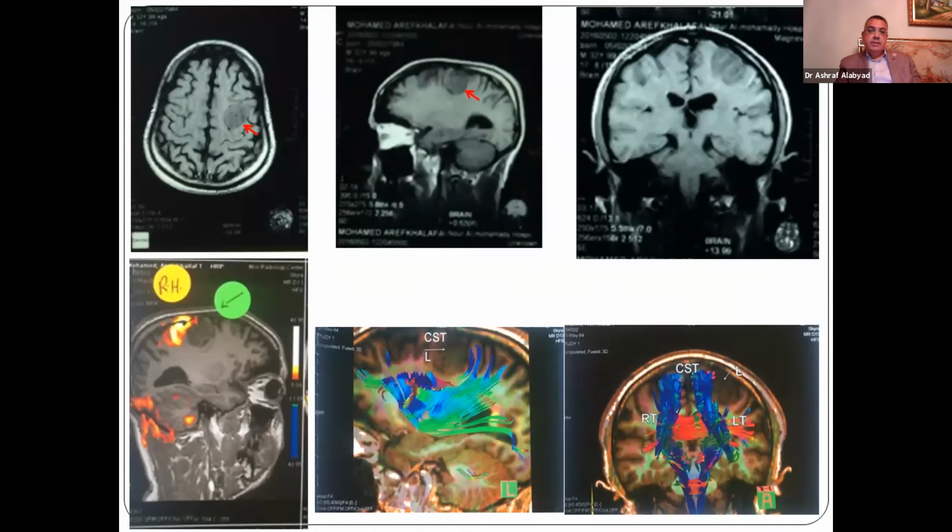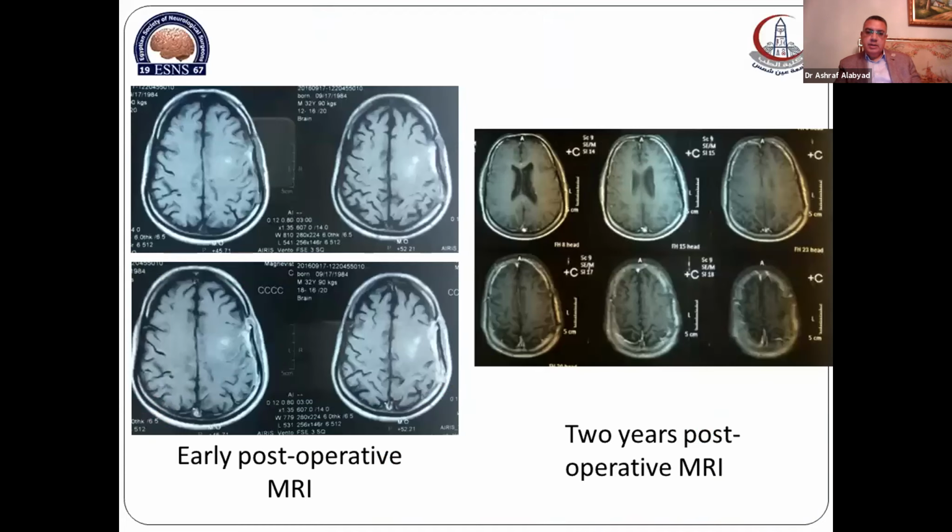As we can see here, the lesion is actually just anterior to the right-hand area and is pushing the corticospinal tract. I actually brought this patient just to say that when we started this technique, we preferred to operate on small lesions until we get more experience in operating these patients, either for us as a surgical team or for the anesthetic team as well.